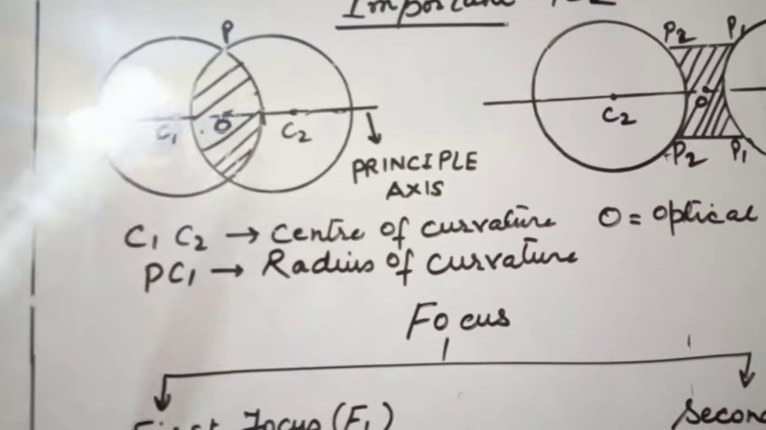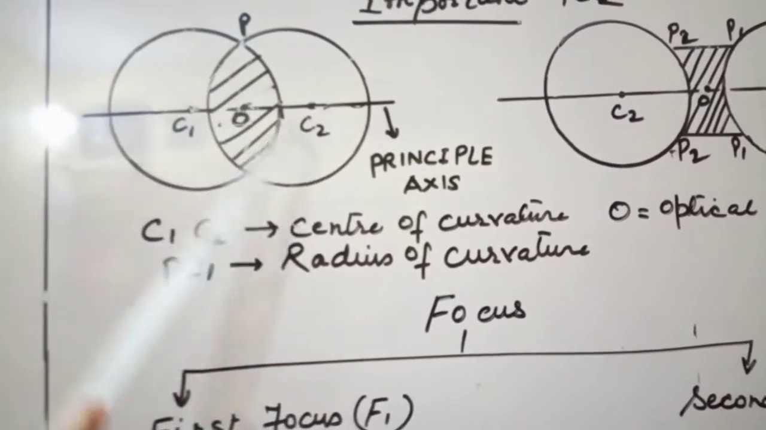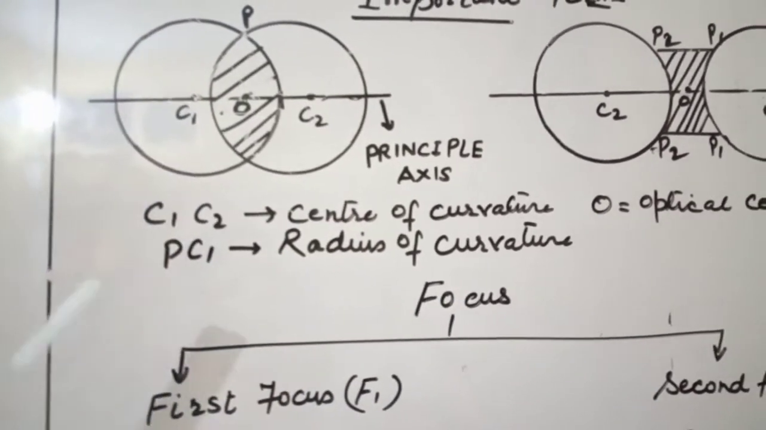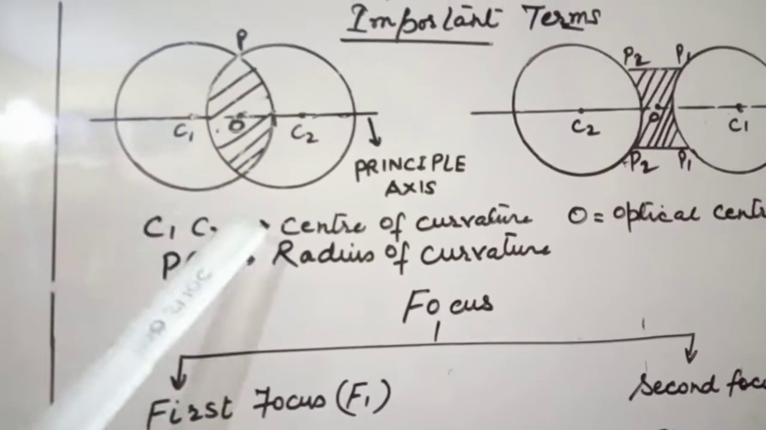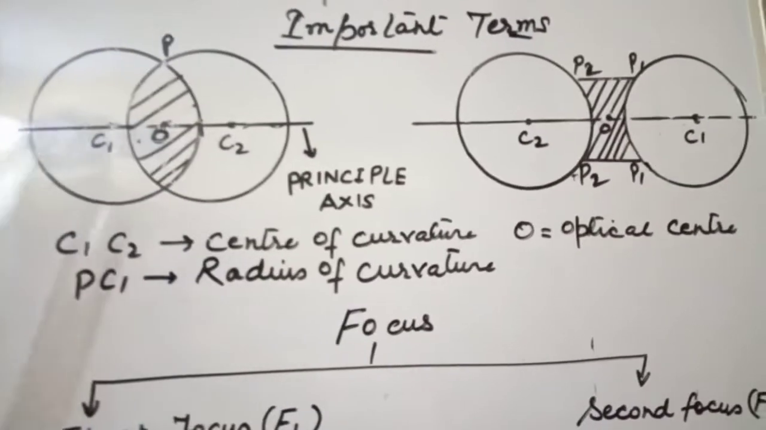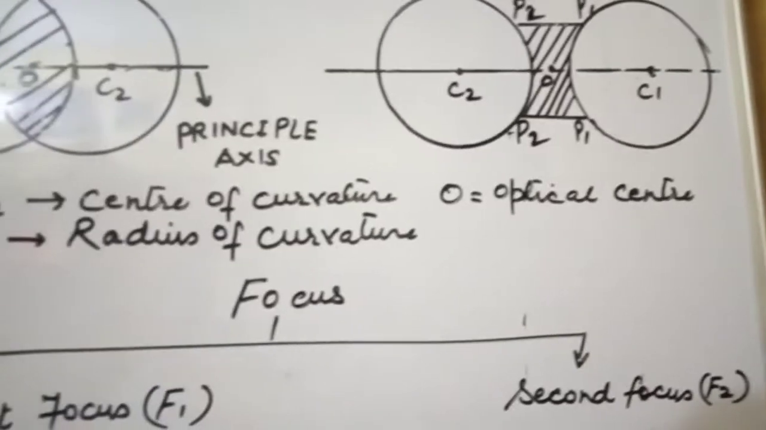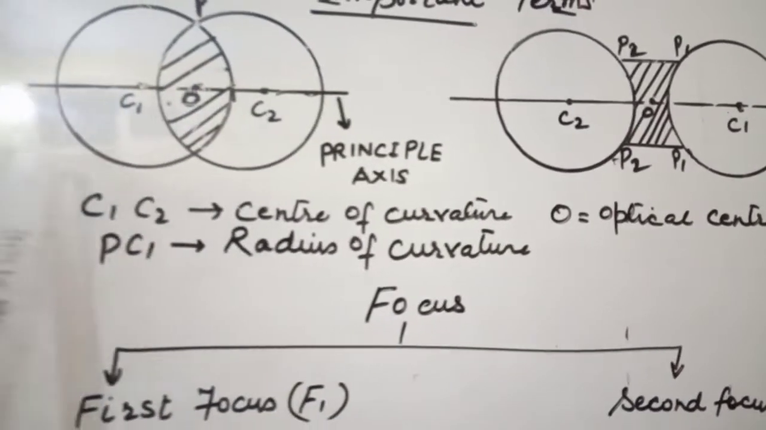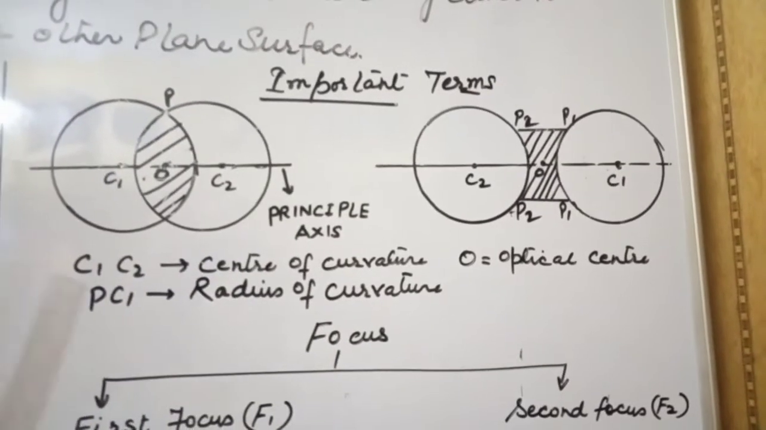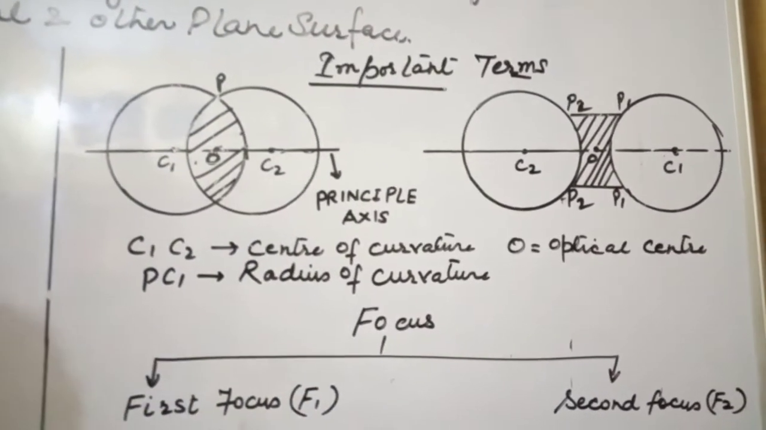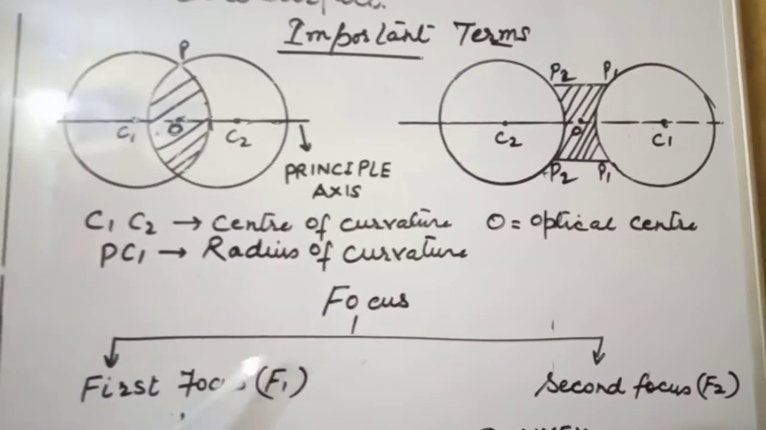But practically we consider that when any incident ray passes through optical center, it is undeviated. The reason is that the size of the lens is very small, so we will not consider any refraction occurring at the optical center. So these are some important terms related to the convex lens as well as concave lens. But one more important term is the focus, very important.